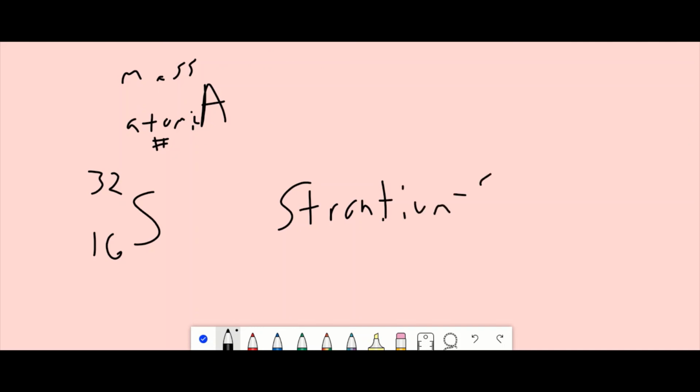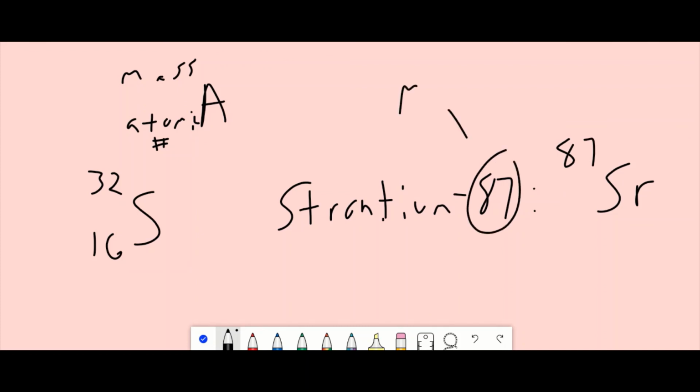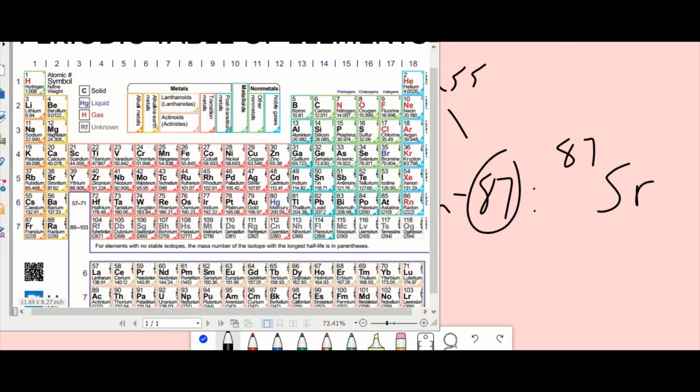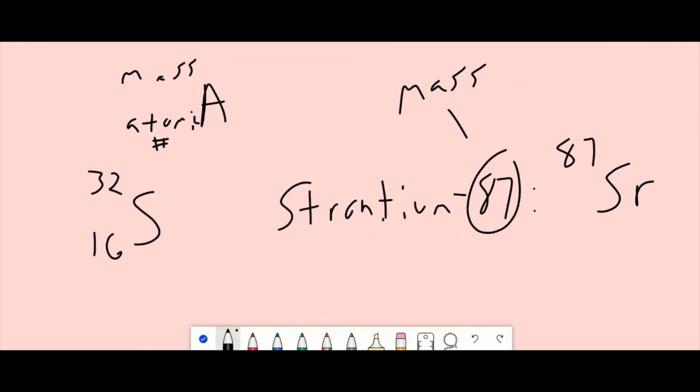Strontium 87 is just going to be the Sr. And then you have a mass number of 87, because remember this is the mass, not the atomic number. And it's got the atomic number. Let's make sure I don't mix this up. It's 38, so it's a 38 right down here. And that's it for nuclear notation.